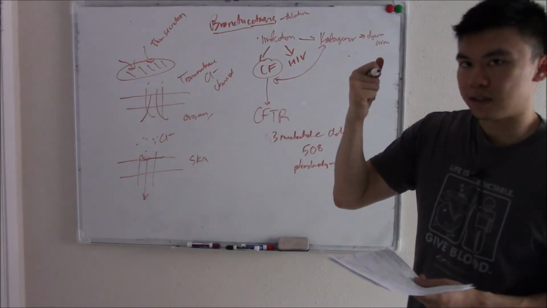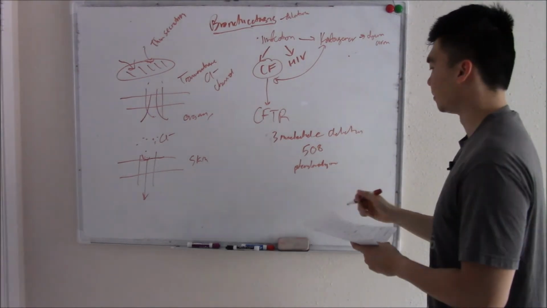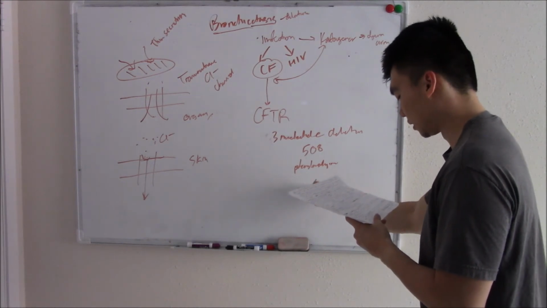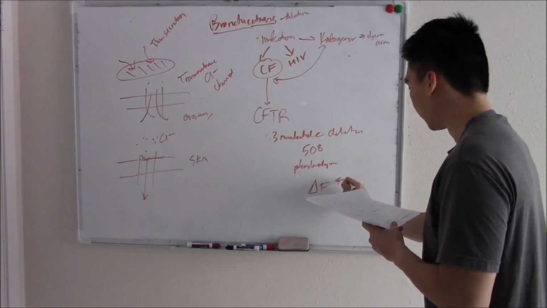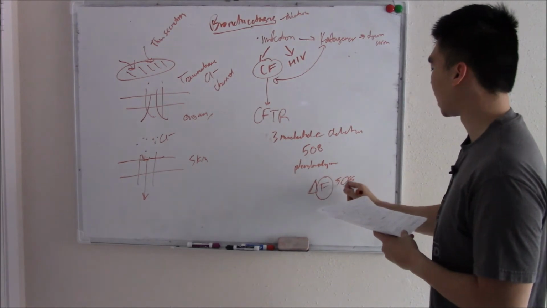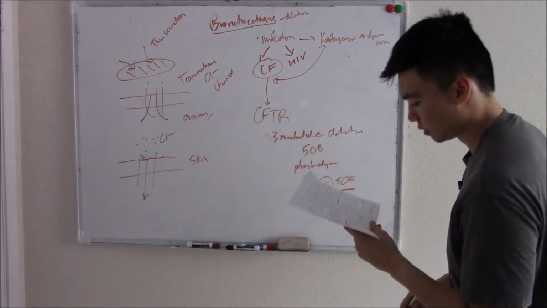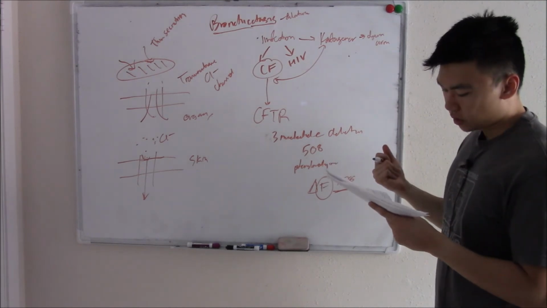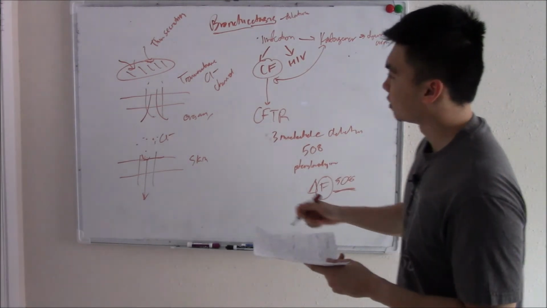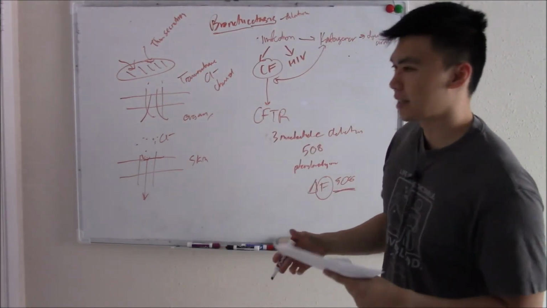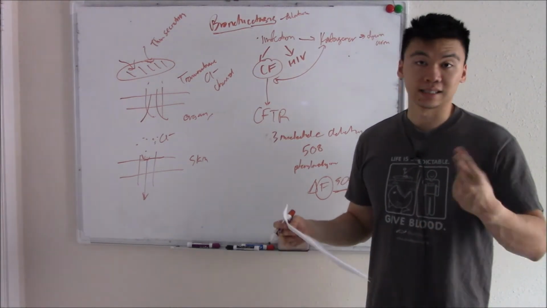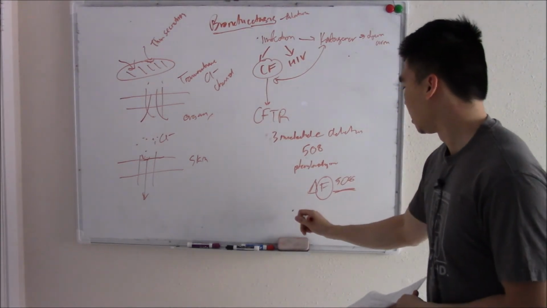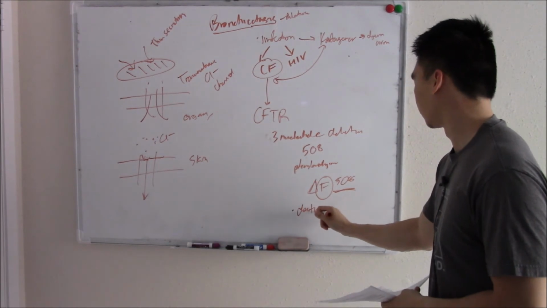When you delete phenylalanine, then you have a mutation. Sometimes a fancy way of calling this is delta F508. F stands for phenylalanine at the position of 508. When you have a deletion in it, you make a misfolded chloride channel. The misfolded chloride channel never makes it out of your Golgi apparatus. This gets destroyed in your Golgi apparatus.